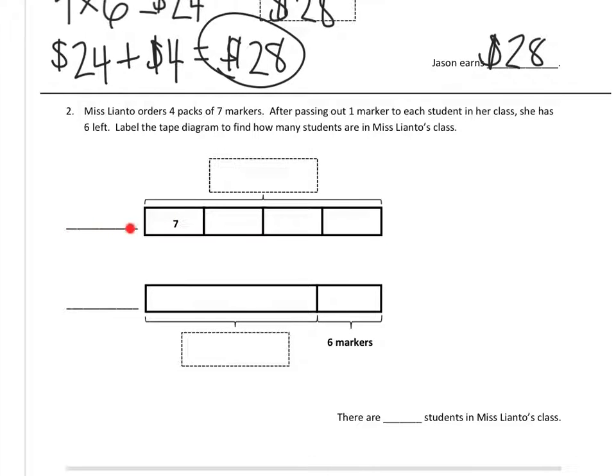So, over here on the side, this is something that's new. It's a label for my tape diagram. So, I'm going to label over on the side what I'm trying to find. I'm going to put an M for markers. I'm trying to find out how many markers. I know that there are 7 in each group. So you can write the number 7 or you can put 7 dots.